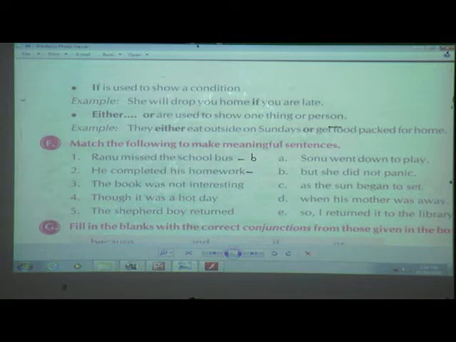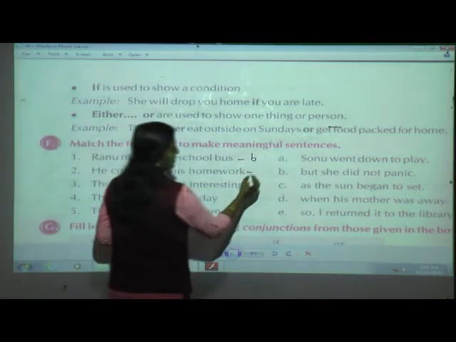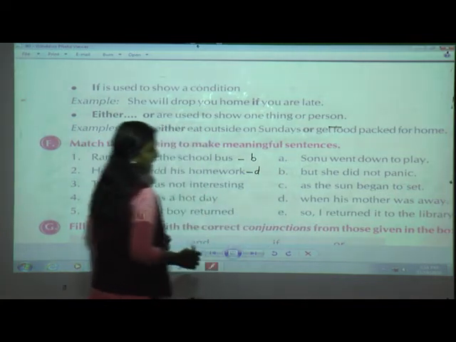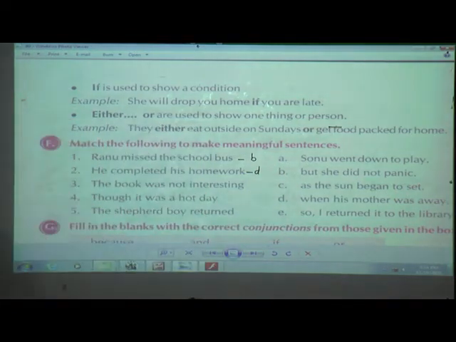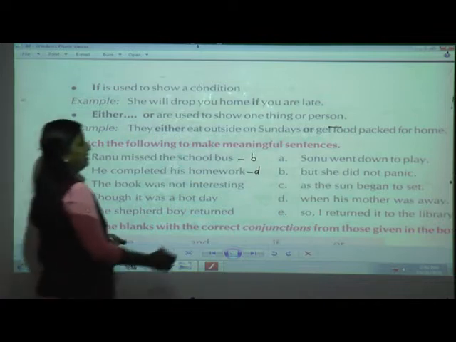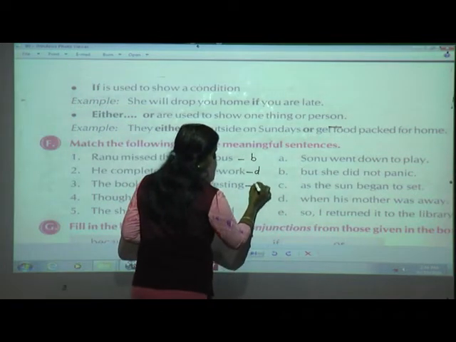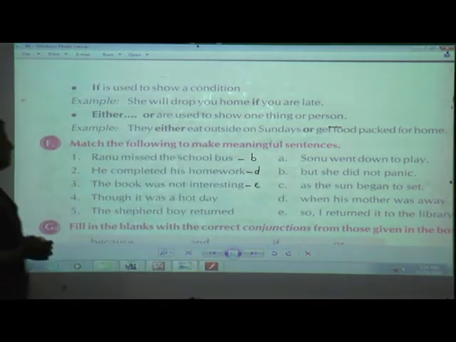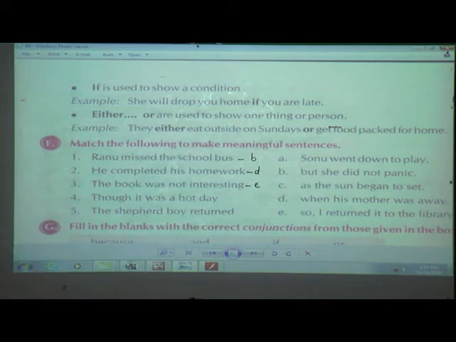He completed his homework. When did he complete his homework? When his mother was away. You have to just read it and then select the correct sentence. The book was not interesting, so I returned it to the library. Though it was a hot day, Sonu went down to play.